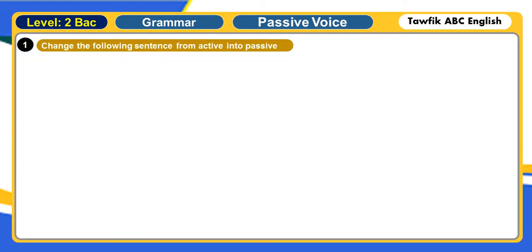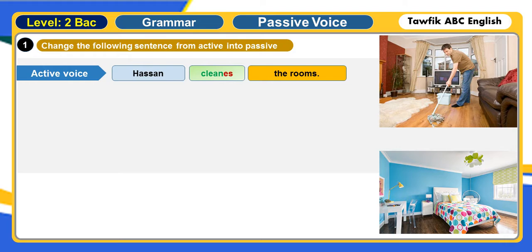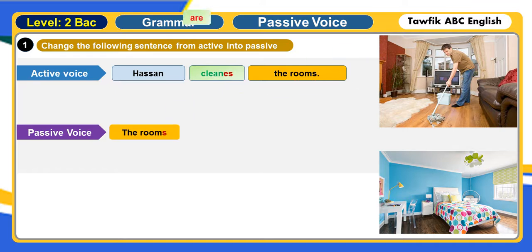So the first thing we have, change the following sentences from active into passive. فاش كنهضروا على الactive والpassive من طبيعة الحال كنهضروا على بنين معلوم بنين مجهول. So active voice we have two sentences, two pictures here. Hassan cleans the rooms. So to change it into passive voice we say the rooms are cleaned by Hassan.